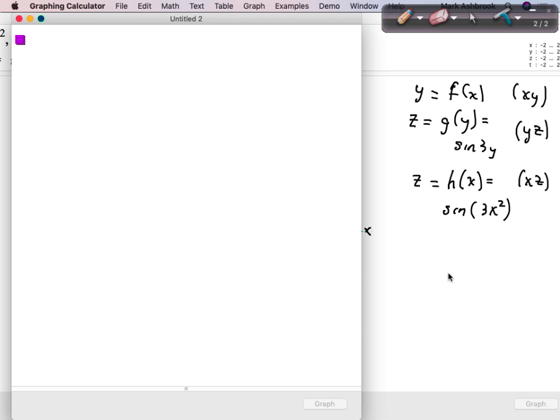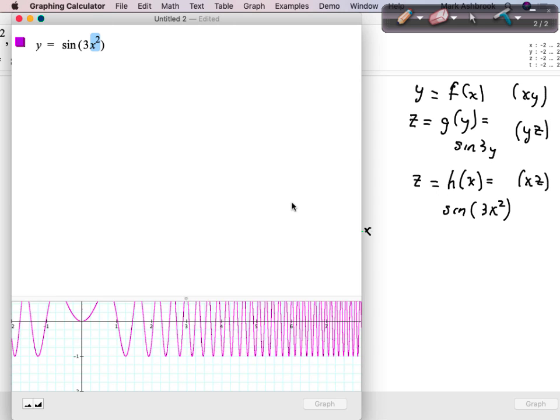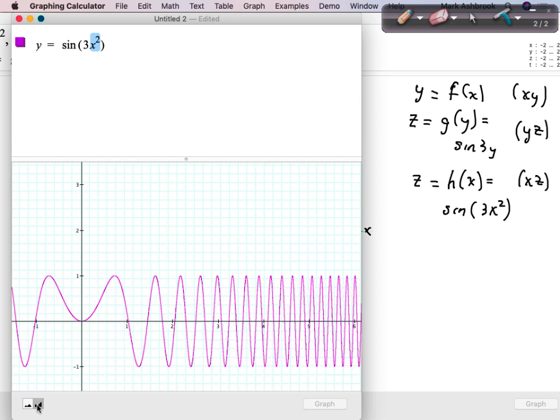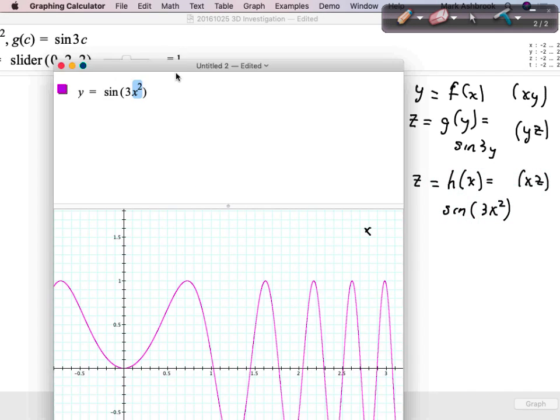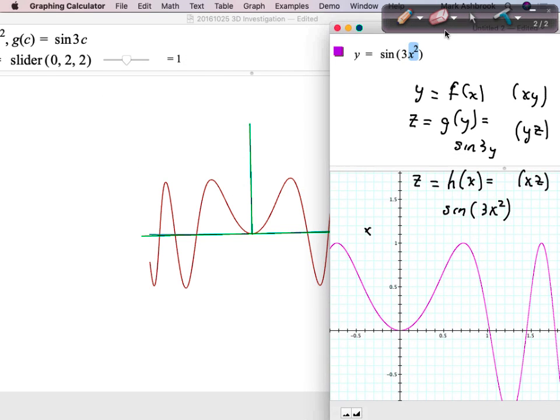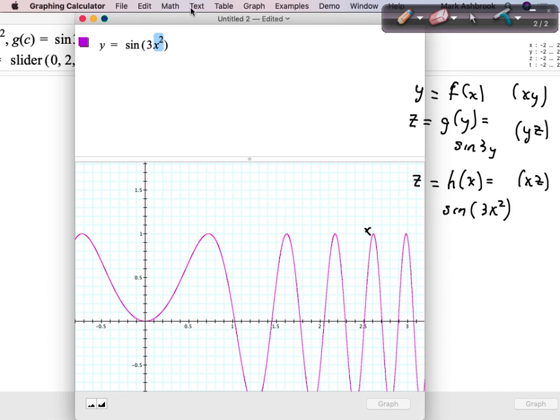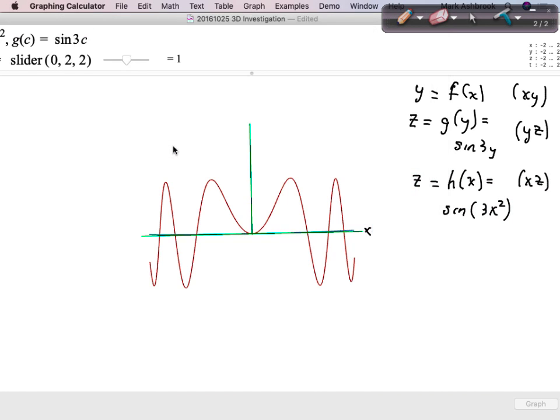There we go. So if I were just to graph, watch, I'm just going to graph y equals sine of 3x squared, just to see that graph. The same? Yeah. We also know that h of x is what?